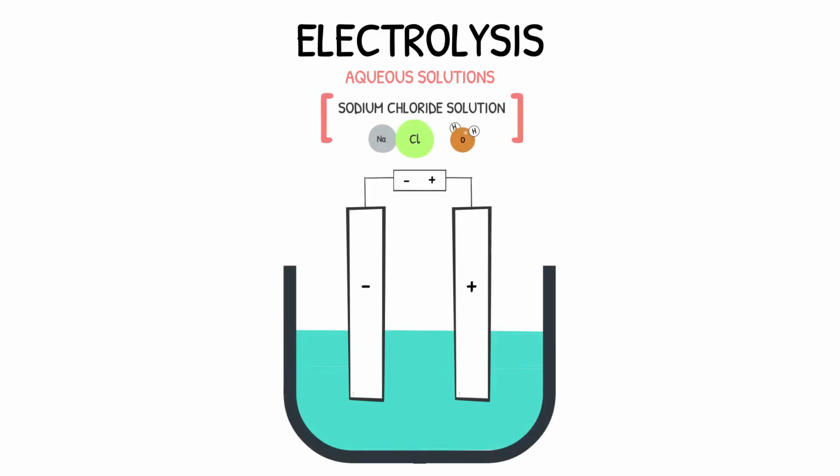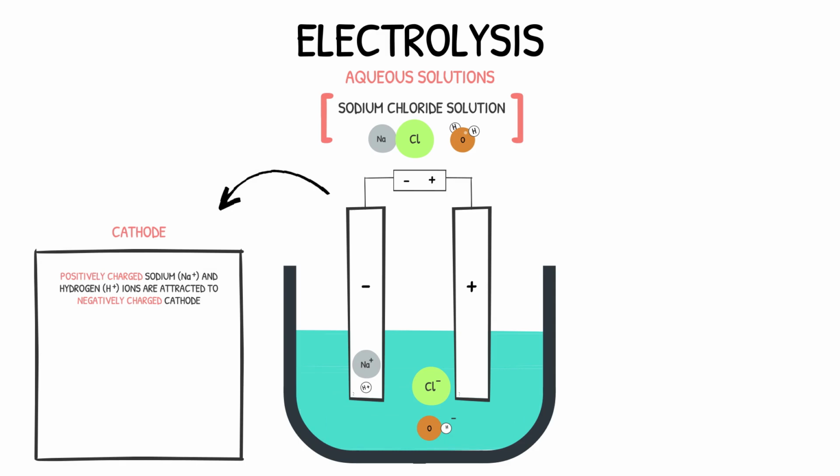This time, let's look at the electrolysis of sodium chloride solution. In contrast to molten sodium chloride, solution will not just consist of sodium and chlorine ions, but hydrogen and hydroxide ions from the water too. The positively charged hydrogen and sodium ions are both attracted to the negatively charged cathode. However, only one of these substances will be discharged.